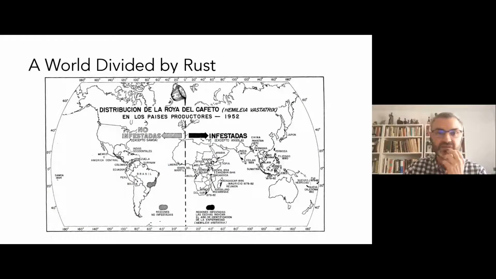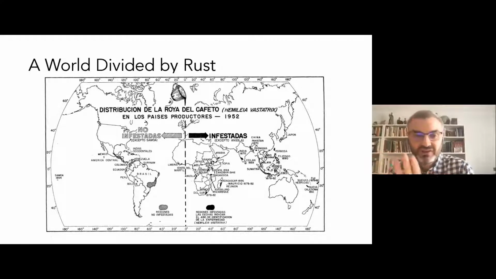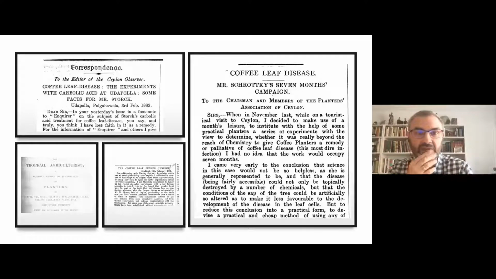And so the coffee world looks kind of like this rust map. If you think, this is a rust map from 1952, and if you think about it now, most of the countries to the right of the map, not all of them, are primarily Robusta producers. And even today, most of the countries to the left of the line are Arabica producers. It's not a 100% map, but that is really the way the world is divided today.